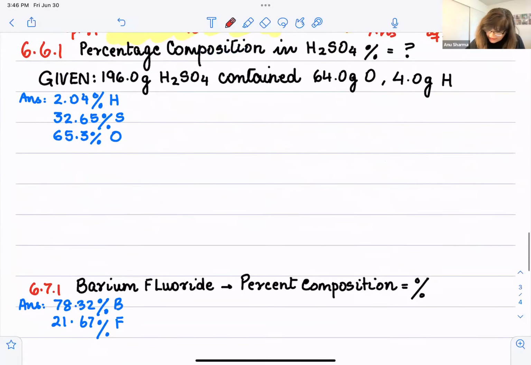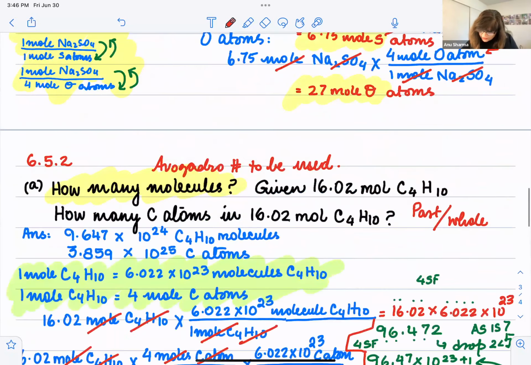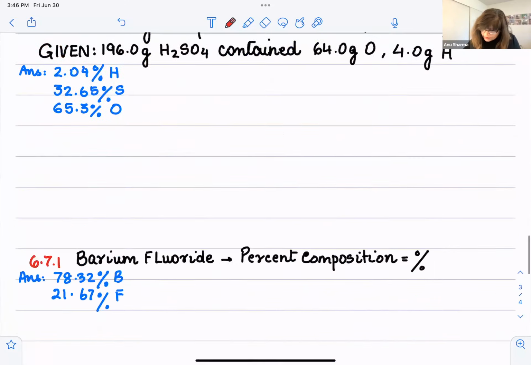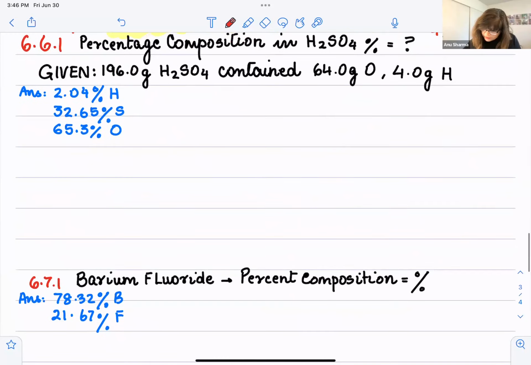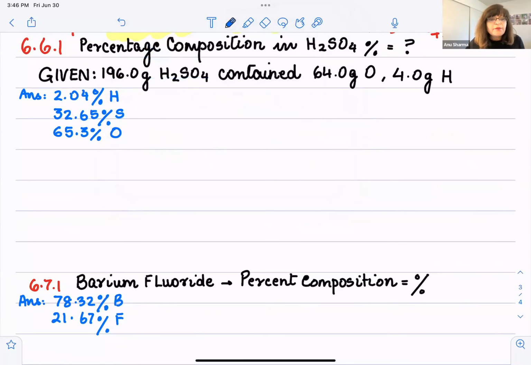So anyways, calculate the percentage composition in H2SO4. Let me see if it is still manageable. If students want to do it, then I think it's reasonable. They will at least apply themselves. All right, now let's look at it here. Percentage composition of sulfuric acid.